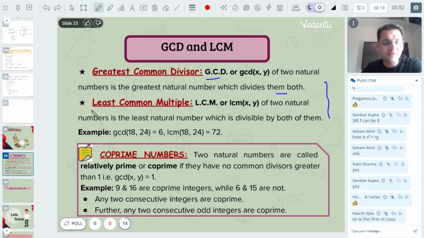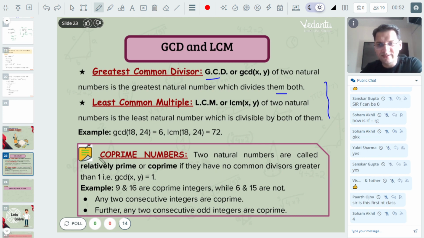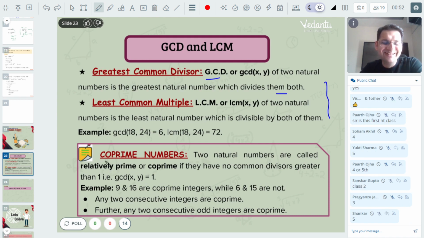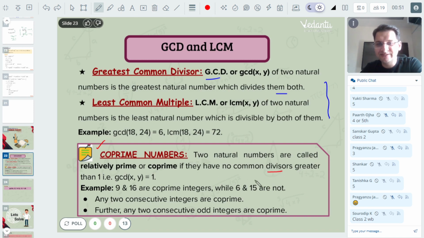When does this come? Class 5th, class 6th, class 4th. Okay, all right. For West Bengal, it is class 2.